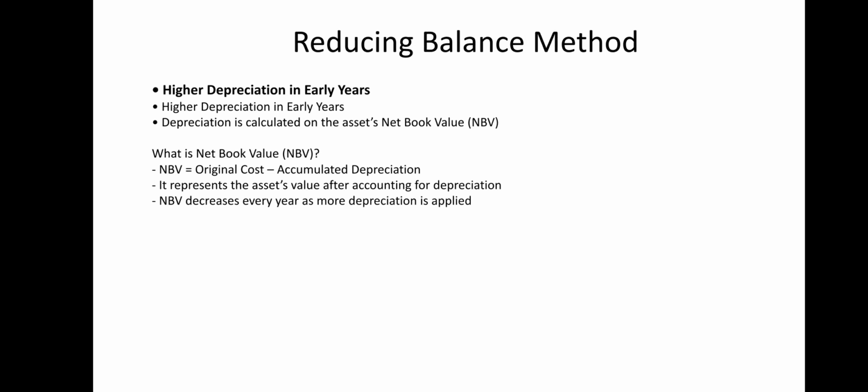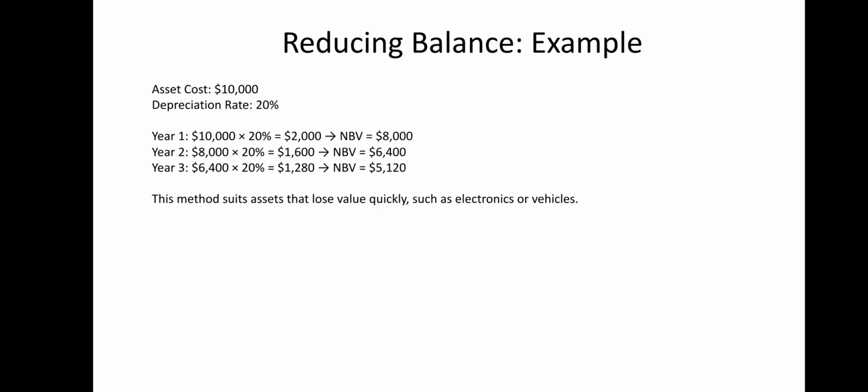NBV decreases each year as more depreciation is charged. So how do we calculate this reducing balance method? Let's look at the example. This method results in higher expenses in early years and lower in later years, ideal for assets that lose value quickly, for example electronics or vehicles.